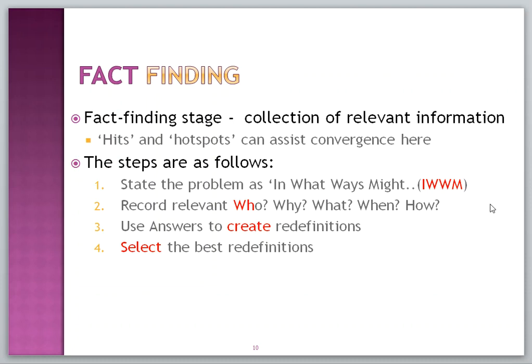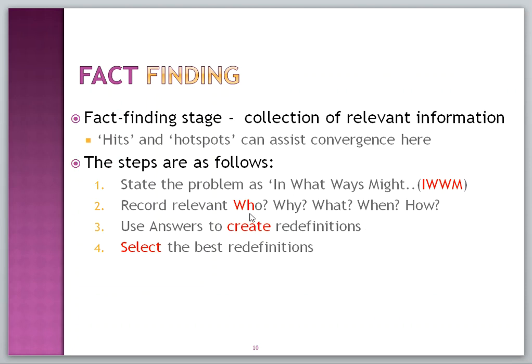So if our manager is saying that we have a slowdown in sales, so in what way we might stop slowing down of sales, or we increase sales instead of slowing down, right? So we word it in this way: in what ways might I we. So now after we write this sentence that is vaguely or broadly defined, we start collecting information: who and why and what and when and how related to this sentence.